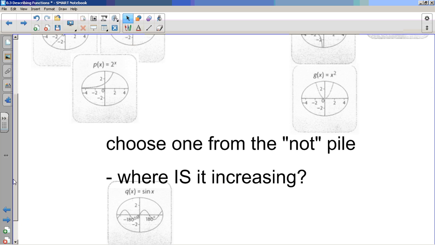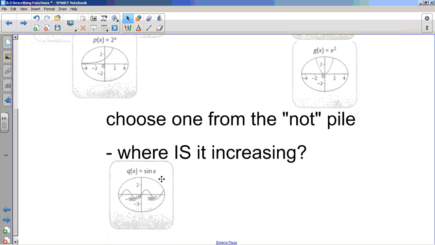So this is an interesting one. Where is it increasing? Well, the sine graph from there to there, right? It's going uphill from there to there. So it's increasing on, and you don't have to write this down if you don't want to. You're going to for the homework later.